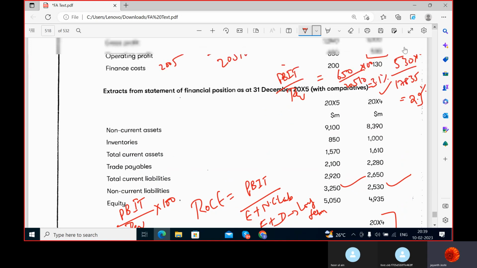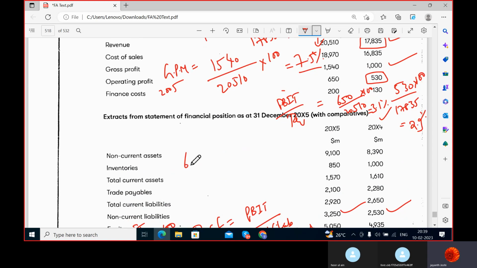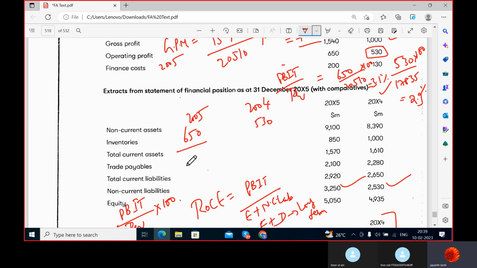You can calculate here. What formula did I give you? PBIT. So I'll take 650, this is 2005, and for 2004 that is 530, divided by equity, which is 5050 plus 3250, and here 4935 plus 2530, into 100. Come on, tell me what's the answer.